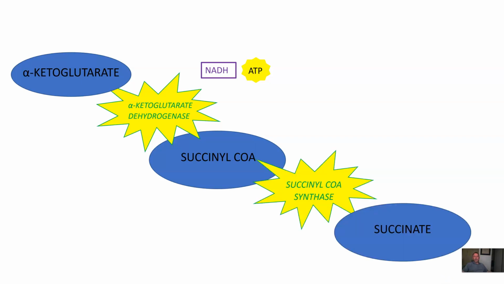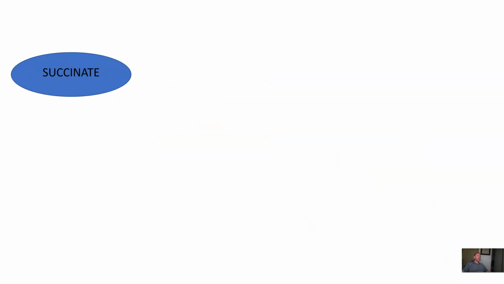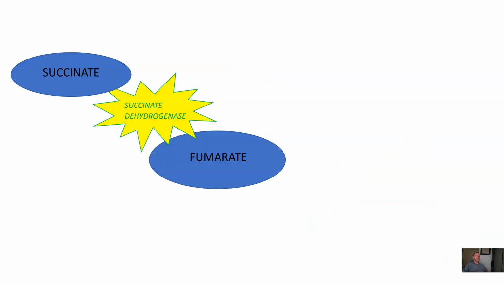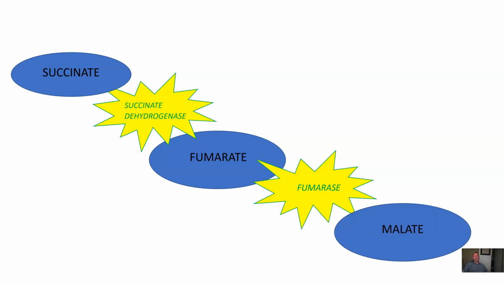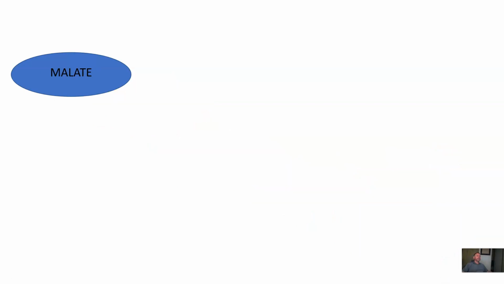We then use the enzyme succinyl-CoA synthase, which creates the succinate. That process creates an ATP. We then have the succinate along with the succinate dehydrogenase, creates fumarate. The fumarate with the fumarase enzyme will create malate. That process creates FADH2, which also indirectly creates an ATP molecule.